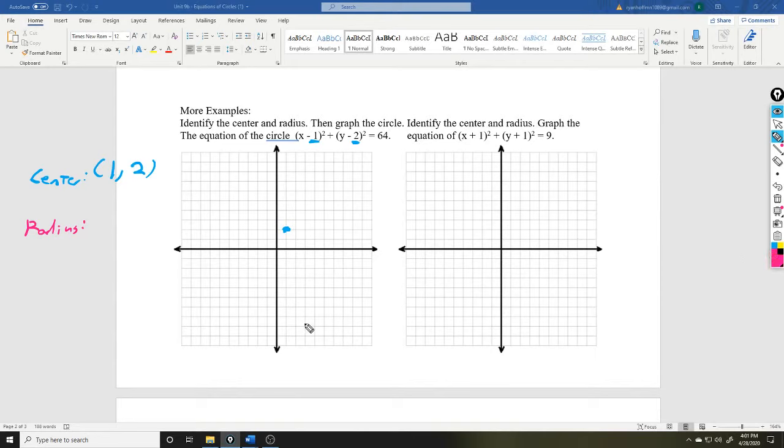And then our radius is 64. That's ridiculous. Oh, of course it's not 64. It's the square root of 64, because remember, this is r squared. So the square root of 64 is 8.